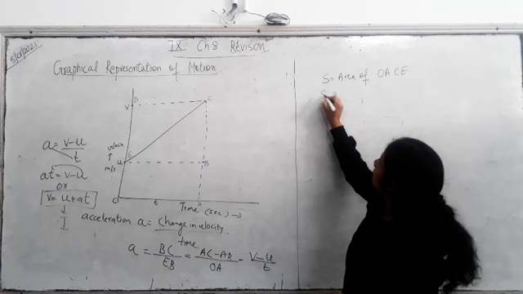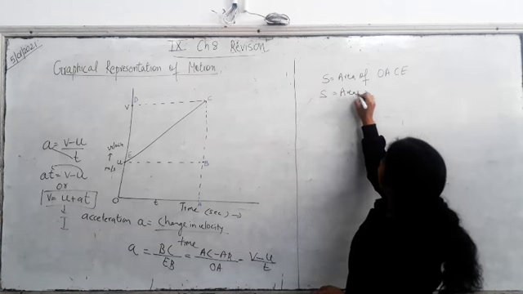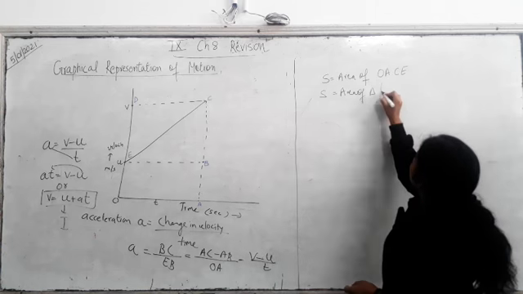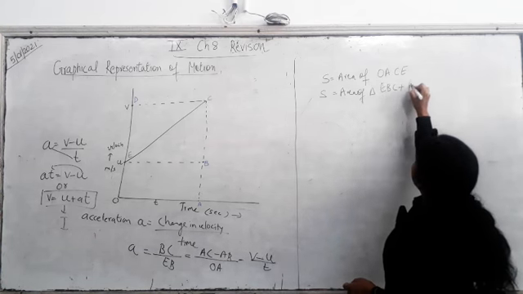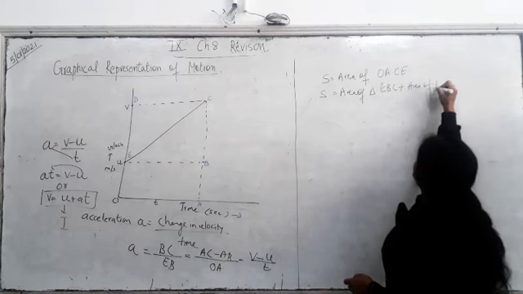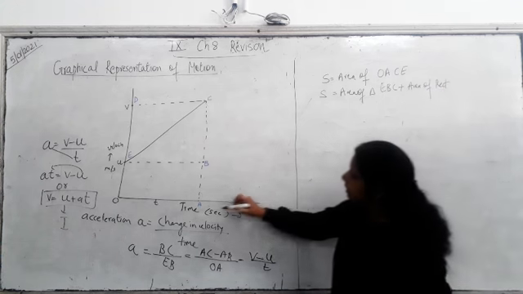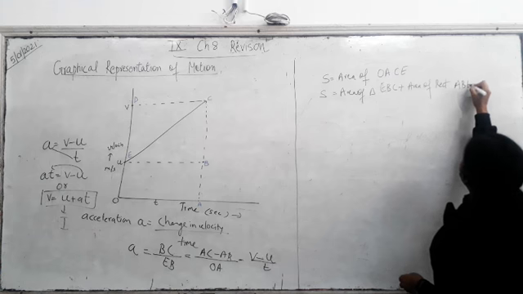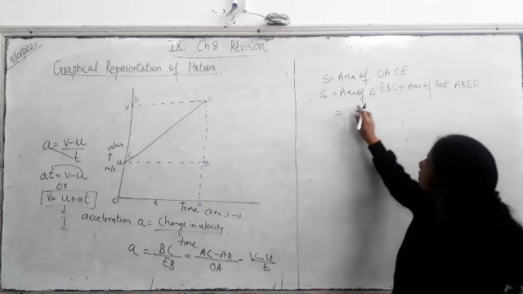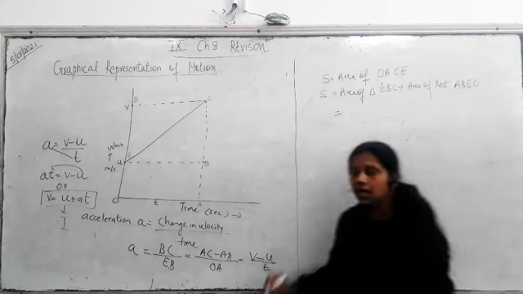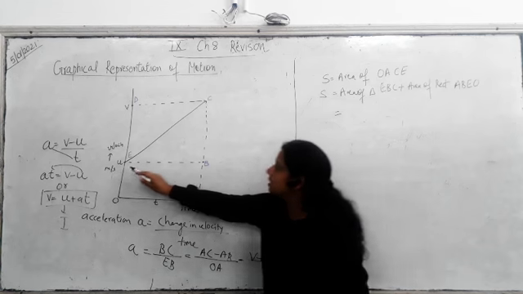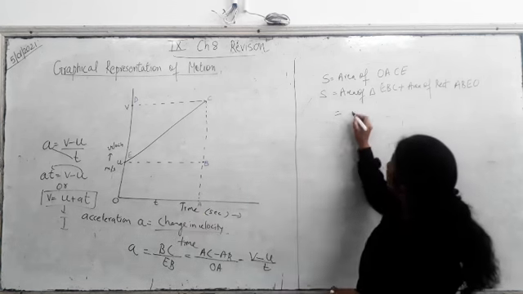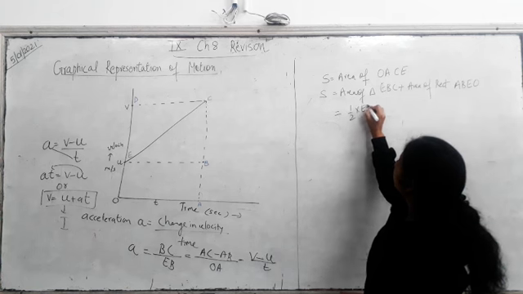So let's do it. So S equal to the area of the triangle. The triangle's name is EBC. EBC plus the area of the rectangle. And the rectangle here is ABEO. So now let's do it. Area of triangle EBC: half into base into height. Base here is EB, which is nothing but OA, which is equal to T. So first I will write half into EB.